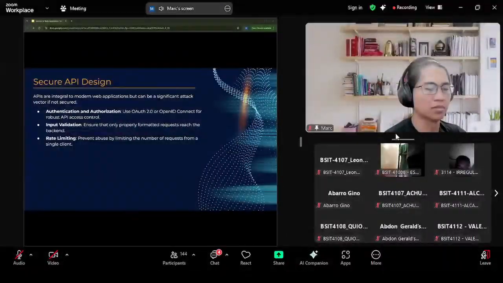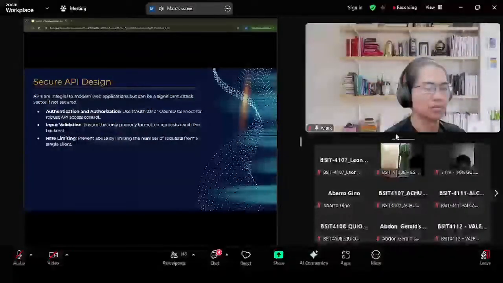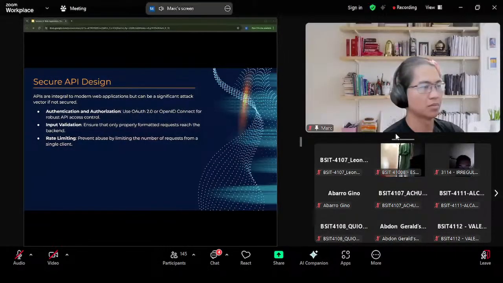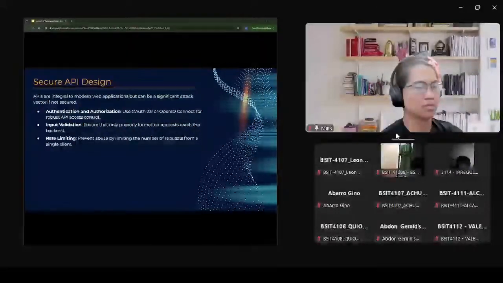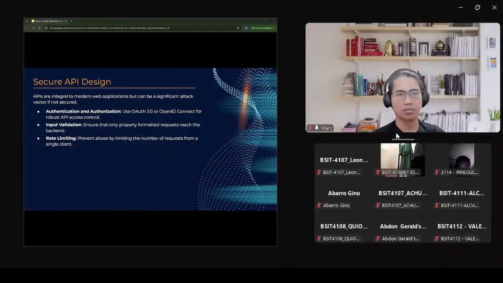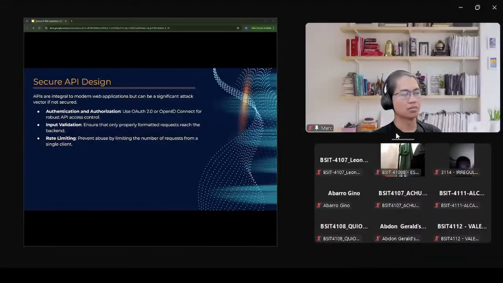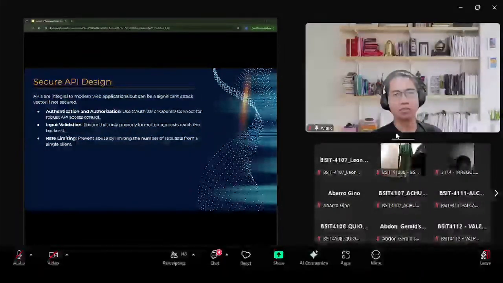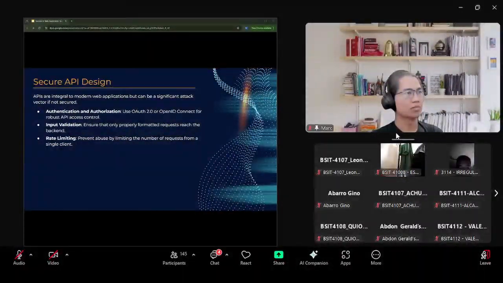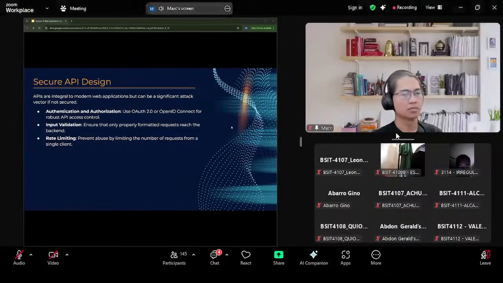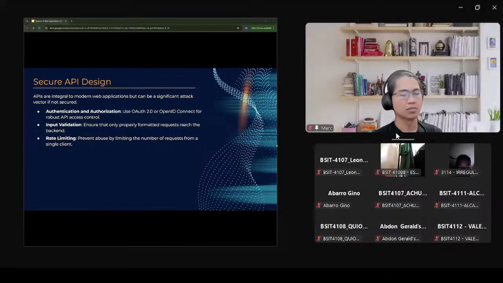The second one is dynamic thresholds. These adjust limits based on user roles or subscription levels, such as higher limits for premium users. The last one on rate limiting is DDoS protection. These integrate rate limiting tools like WAFs to mitigate distributed denial of service attacks.